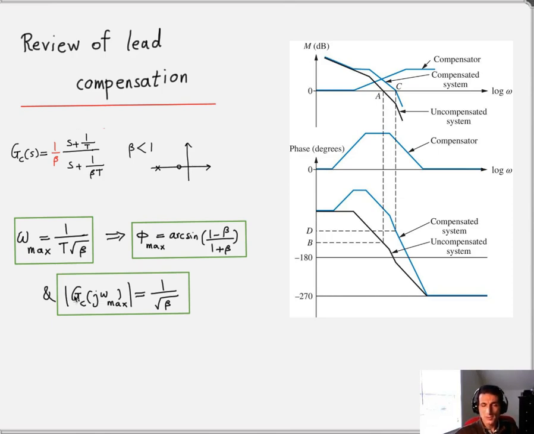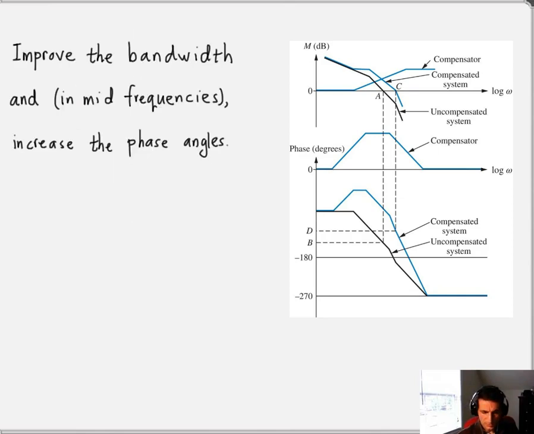The magnitude of the compensator at that frequency is just 1 over square root of beta. These three equations we talked about in the previous lecture, and I decided to review them because they are important in the design process.